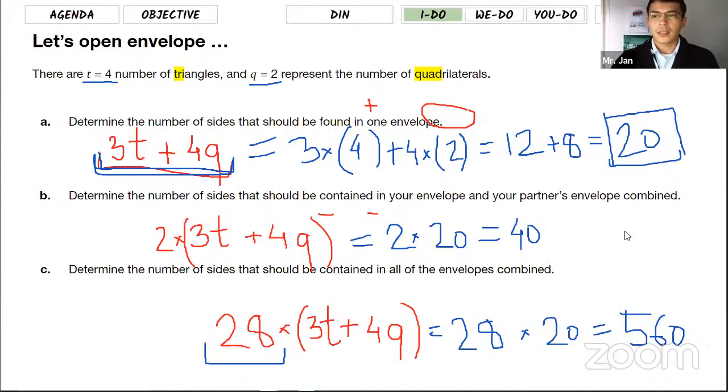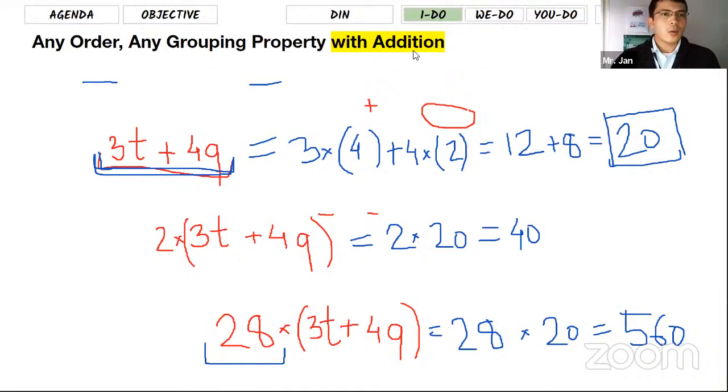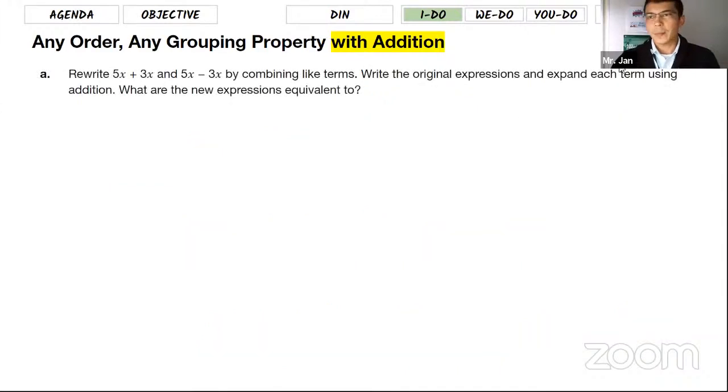Let's move on. On the next slide now, let's talk about generating. If you guys remember the objective, we're going to generate equivalent expressions with any order and any grouping property. So that was the commutative property and associative property. So let's talk about these examples now. Let me clear this out.